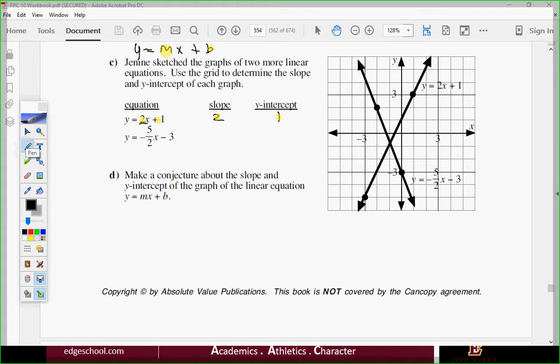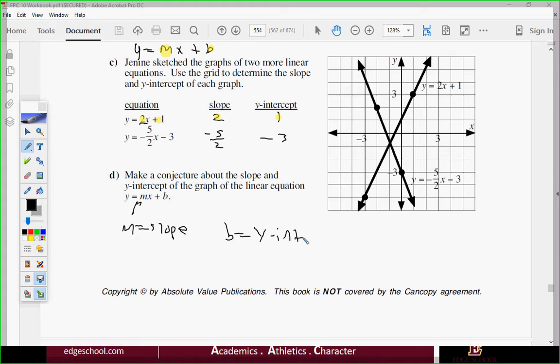So Noah, what's the slope here? Negative 5 over 2, perfect. And then what's the y-intercept, Aiden? Good. Minus 3 is important. It's not a 3, it's the negative 3. So he's right on that. Okay, make a conjecture about the slope and y-intercept of the graph of the linear equation. Your conjecture is simply m is slope, b is y-intercept. That's all it is. They're being very redundant here.